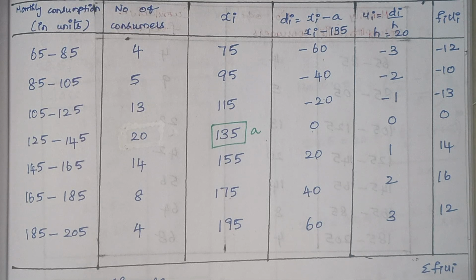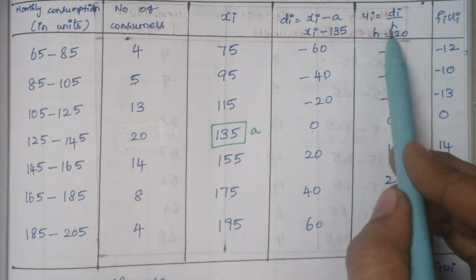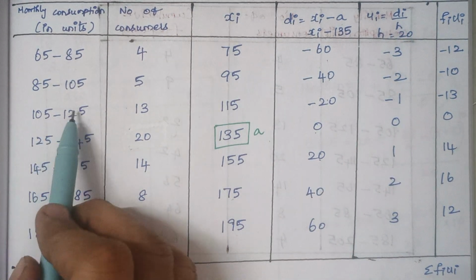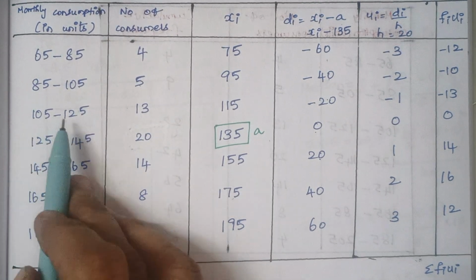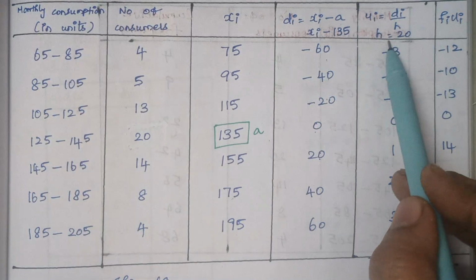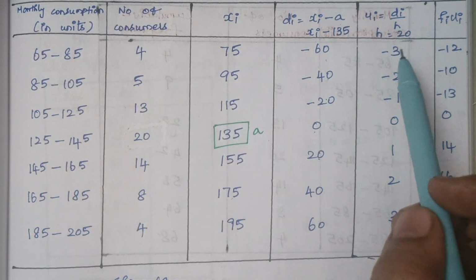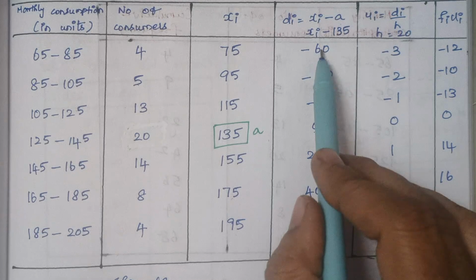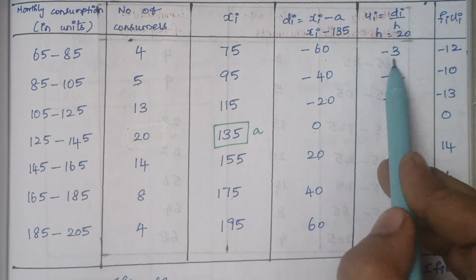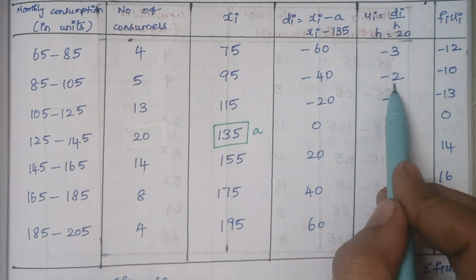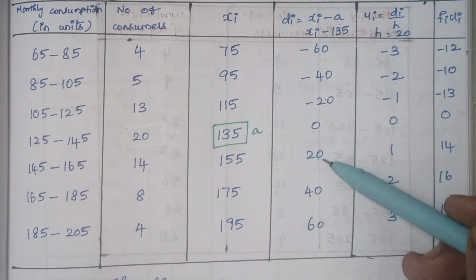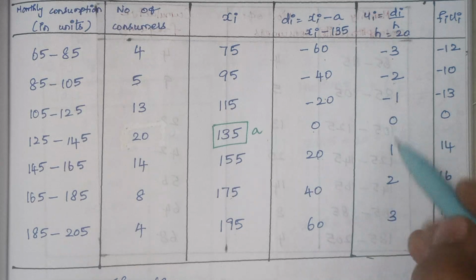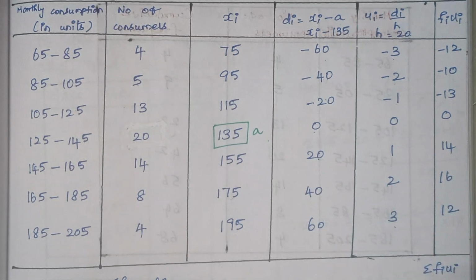So ui is nothing but di by h. So here what is the value of h? h is the difference between the intervals. So here 125 minus 105 gives the answer as 20. So the value of h is 20. So now we are going to divide. So minus 60 by 20 is minus 3, minus 40 by 20 is minus 2, minus 20 by 20 is minus 1, 0. So 20 by 20 is 1, 40 by 20 is 2 and 60 by 20 gives 3.